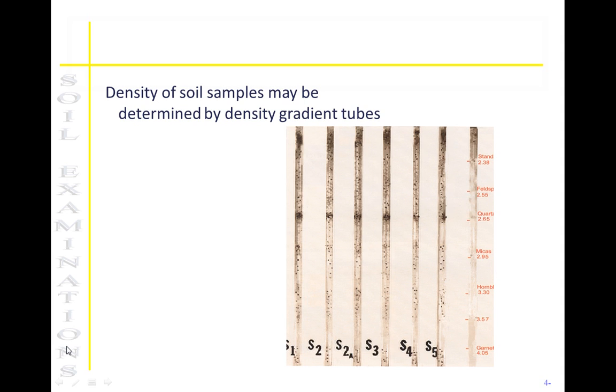And you can see this is a good example of the density gradient tubes, and you can see how the various minerals, whether it's a hornblende mineral or a mica mineral or a quartz mineral, how they will distribute themselves according to the density of the mineral itself in the density gradient tubes. So you would use a single tube for each sample that you are wanting to compare.